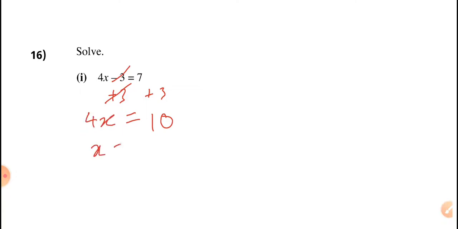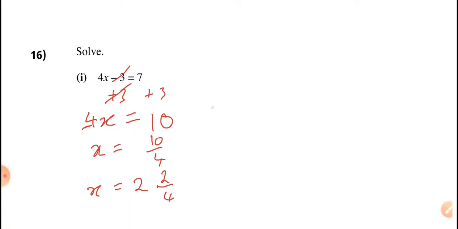So x is equal to 10 divided by 4, because to get the x on its own, we divide both sides by 4 to get rid of the times 4. To write that as a mixed number, copy the divided 4 down. Now how many times does 4 go into 10? 4 goes into 10 2 times. 4 times 2 is 8, and the remainder is 2. So the answer is 2 2/4.